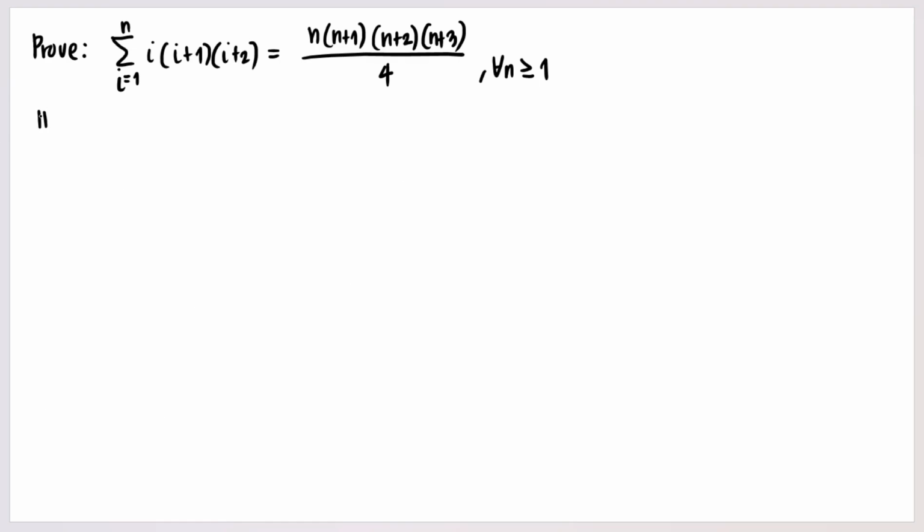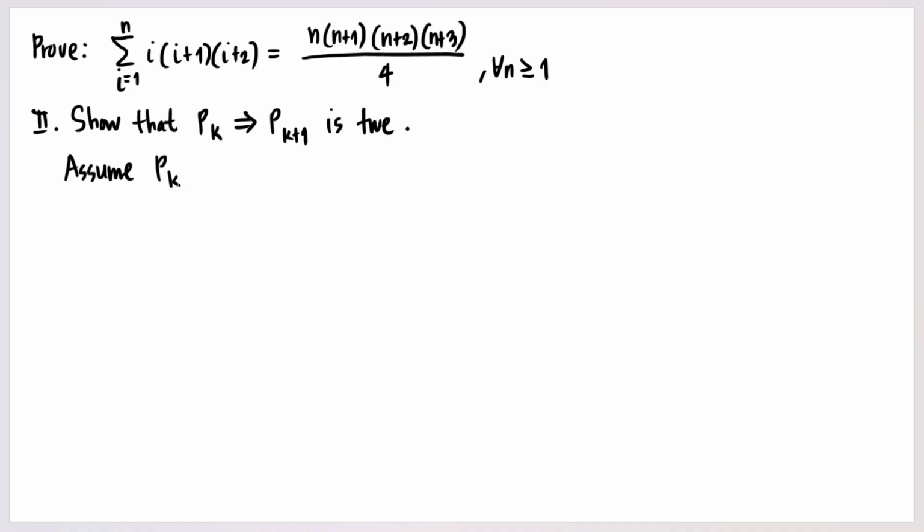Okay, we do part 2. Part 2 is we need to show that Pk implies Pk plus 1 is true. Now to do that, first we assume Pk is true. That is, replacing n with k, we get the equation.